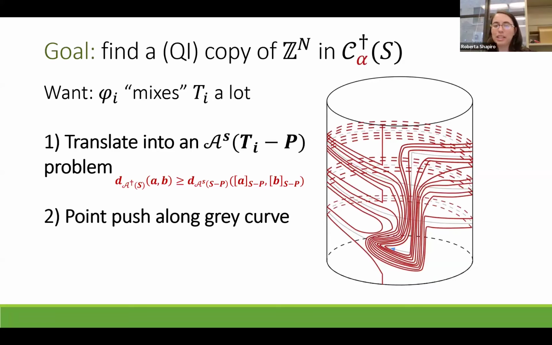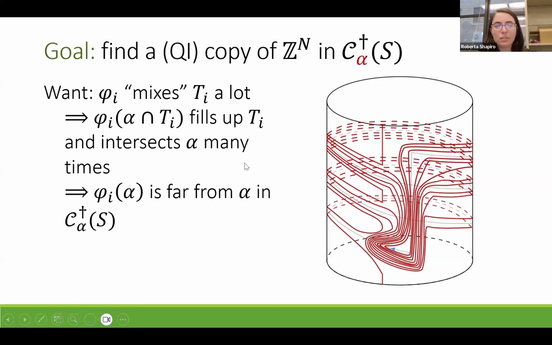And so it's potentially believable that the image of any projection of alpha, so for example, this original arc that was vertical, is far from its image under this homeomorphism. And in fact, it is pretty far. So we have some kind of bounds using arc graphs.